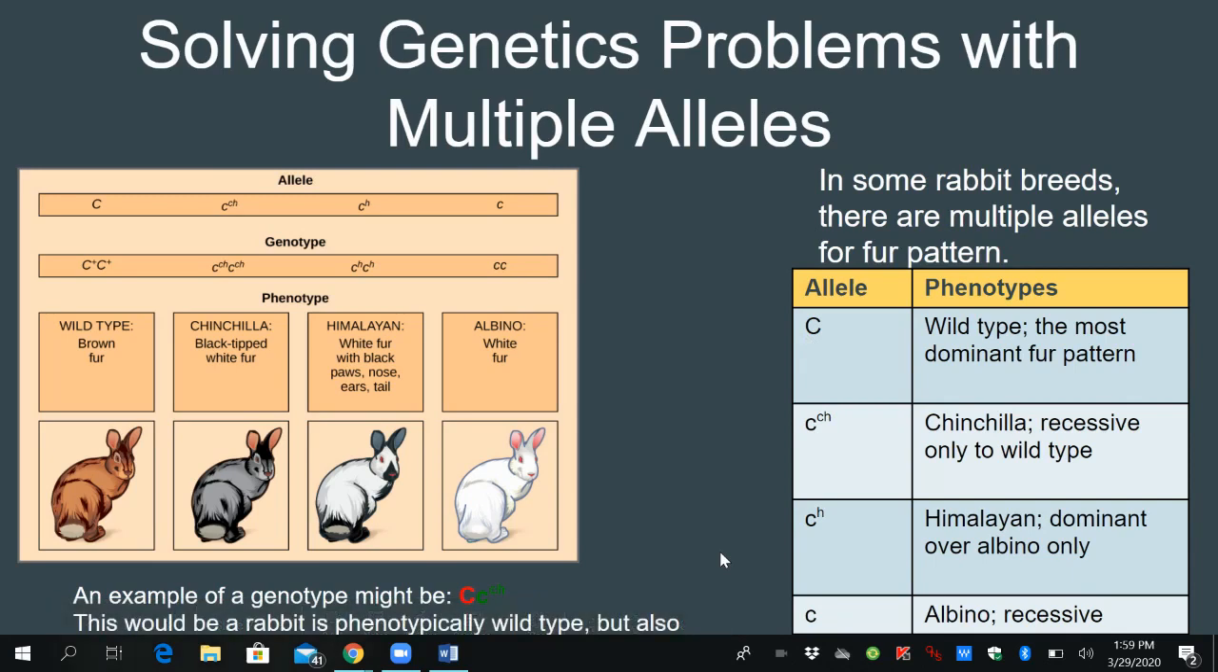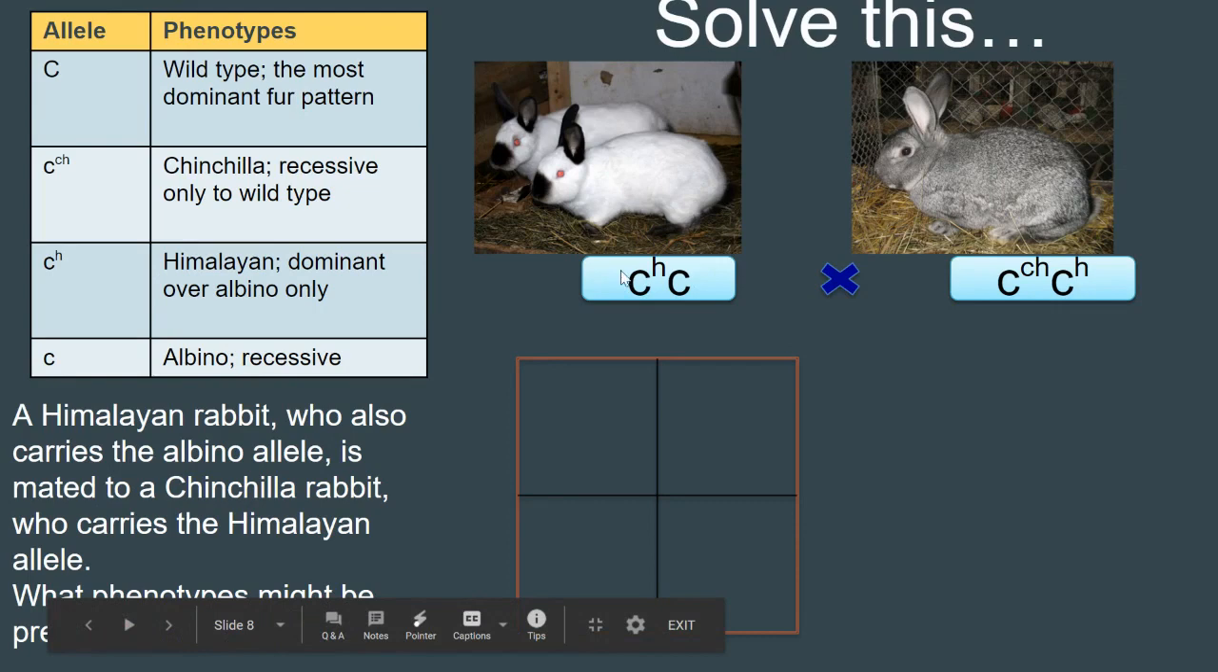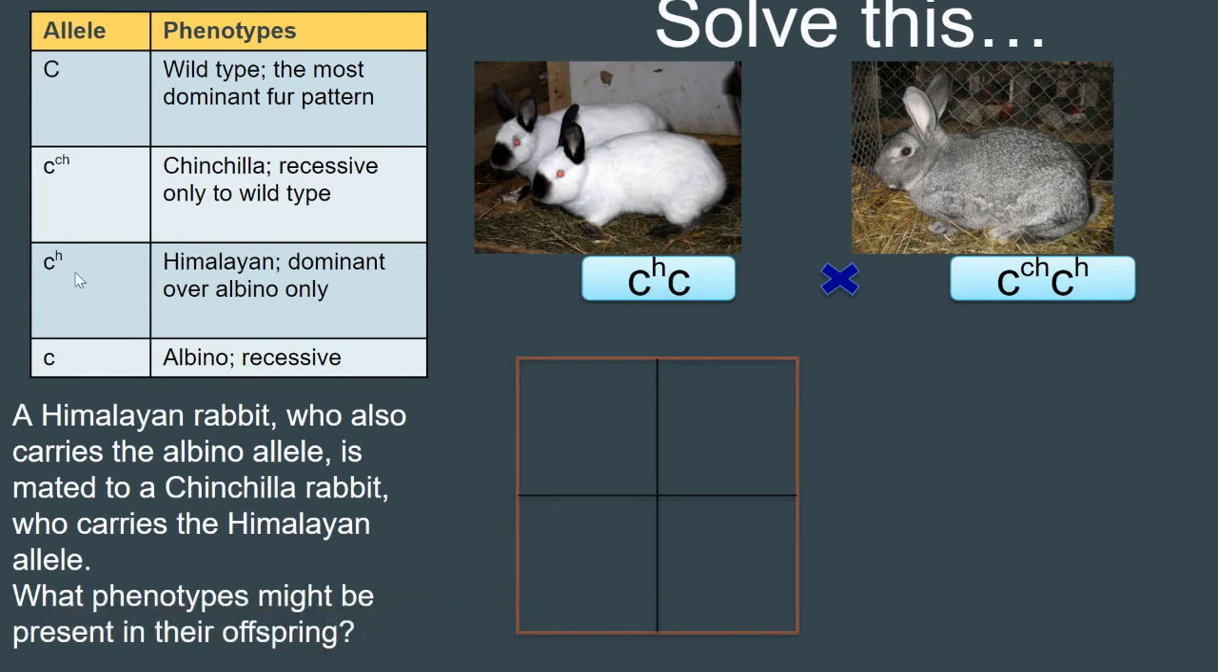You're like, okay, that's a lot. So let's look at an example. Let's say we're going to cross these 2 parents. We're going to cross this Himalayan, because CHC means that they are Himalayan, but they carry for the albino coloring. We're going to cross them with this chinchilla colored rabbit who has 1 chinchilla gene, but also has 1 Himalayan gene. They've got the CH instead of the CCH.